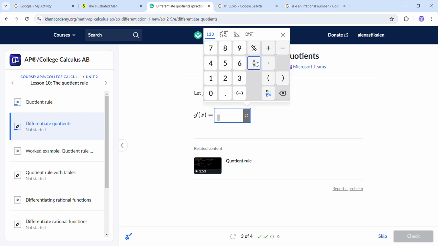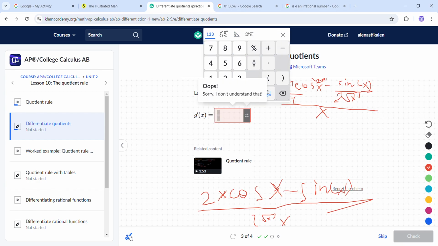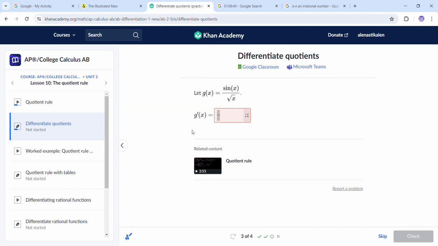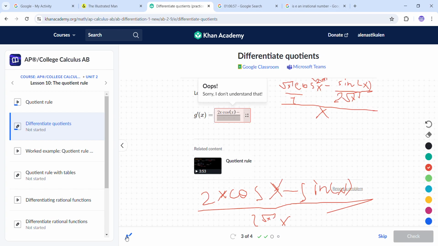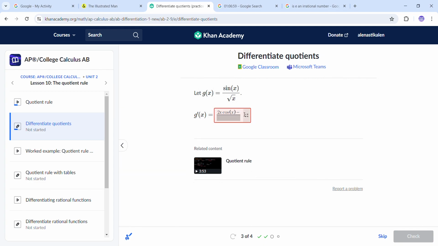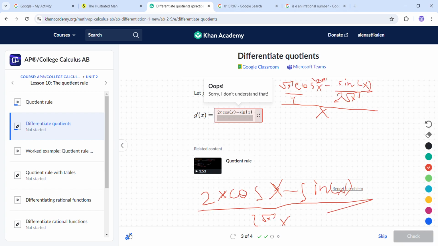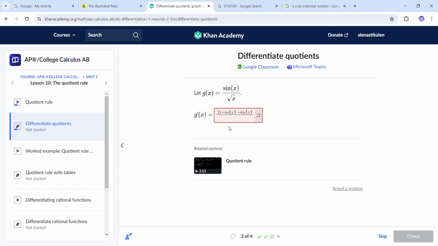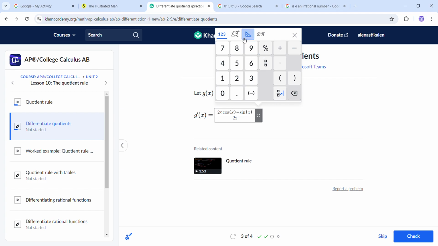I mean, you just gotta hate typing this. That's the worst thing ever. 2x cosine of x. Okay, 2x multiplied by cosine of x minus sine of x over 2x multiplied by the square root of x.